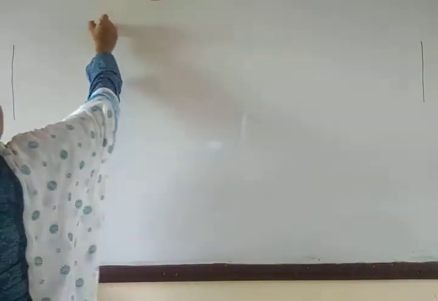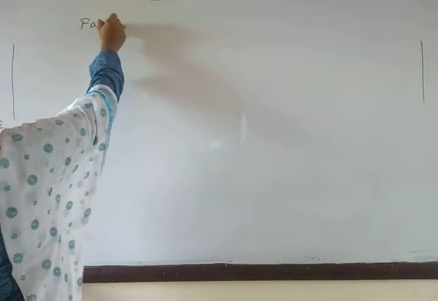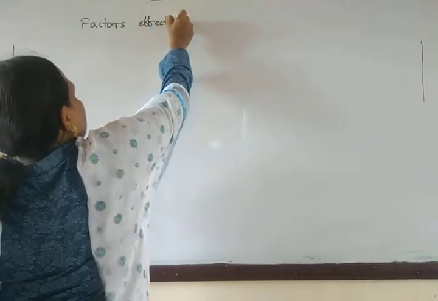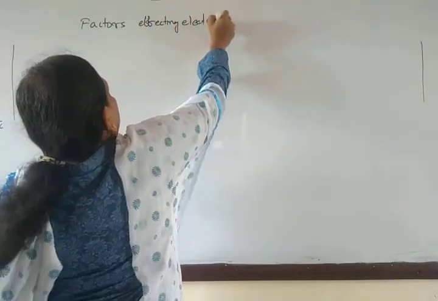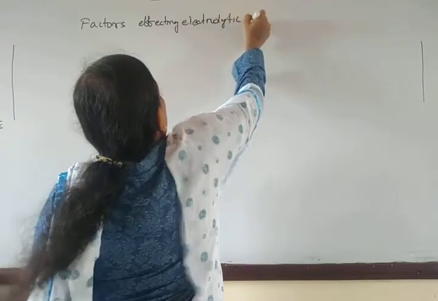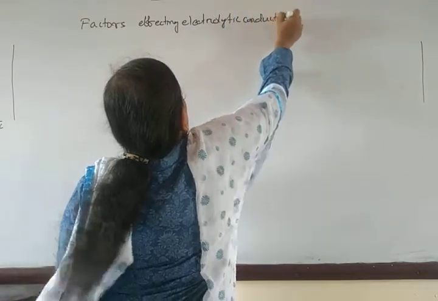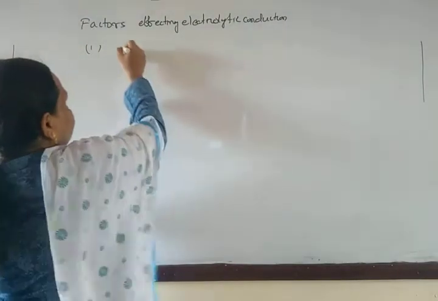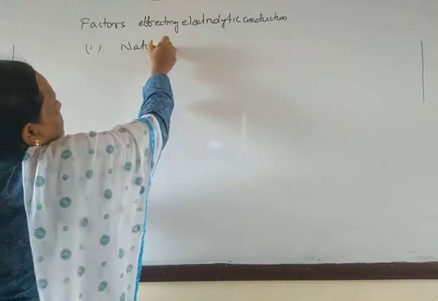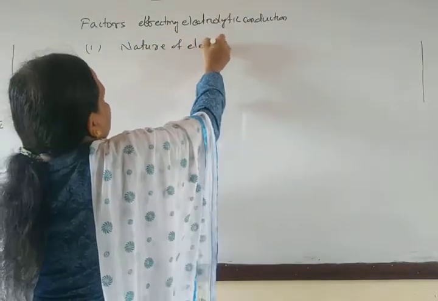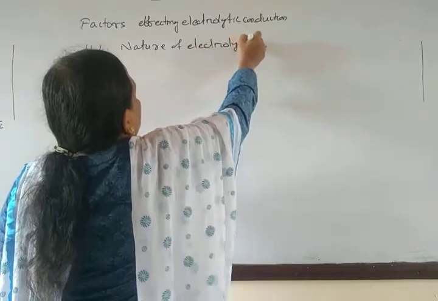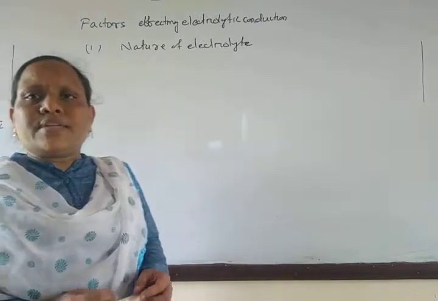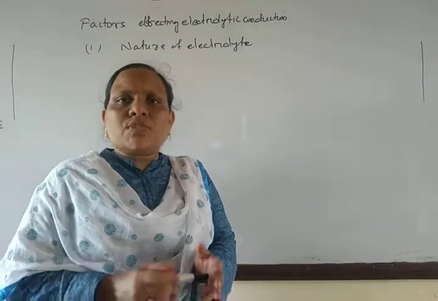So factors affecting electrolytic conduction. First, nature of electrolyte. If the electrolyte is a strong electrolyte, then its conduction power is more because it ionizes almost completely.